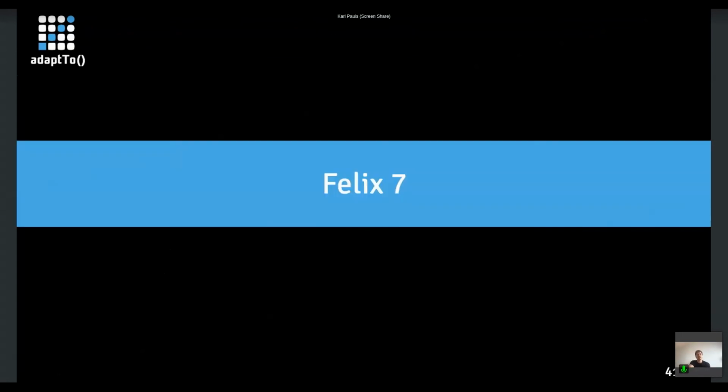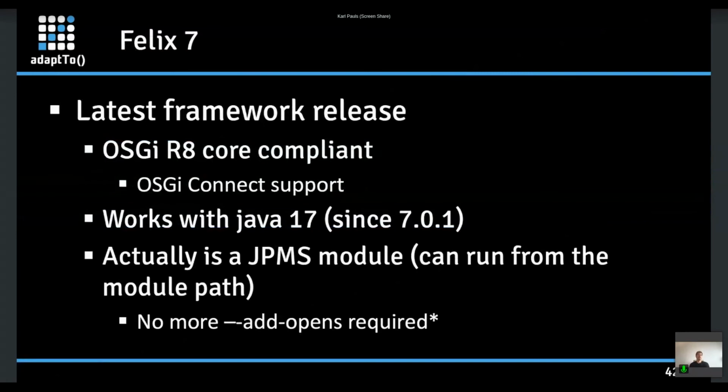And finally, coming to Felix 7, that's obviously where it all comes together, because Felix 7 does support the latest R8 core, and it's much improved in general with regard to Java and JPMS. Starting with 7.0.1, it also works well with Java 17. And the nice thing is you don't need any add-opens anymore. That still was the case for Felix 6, but for 7 we don't need any add-opens anymore by default, at least for the framework itself.